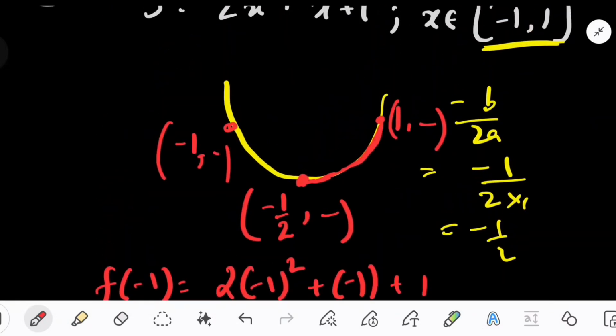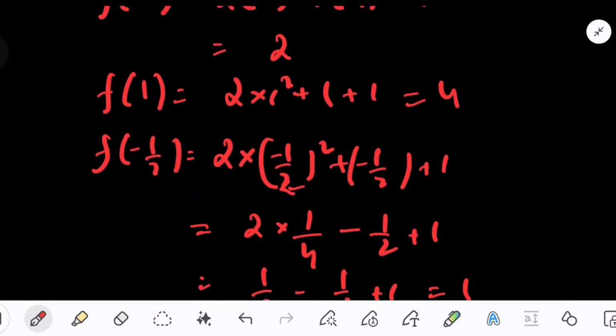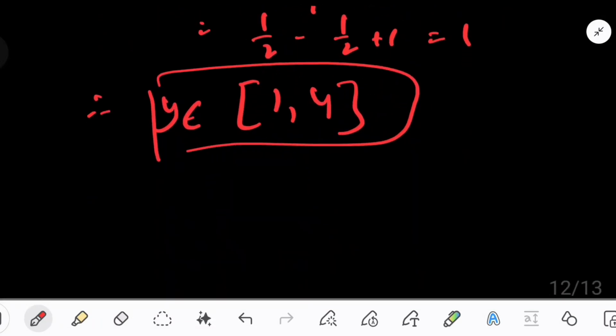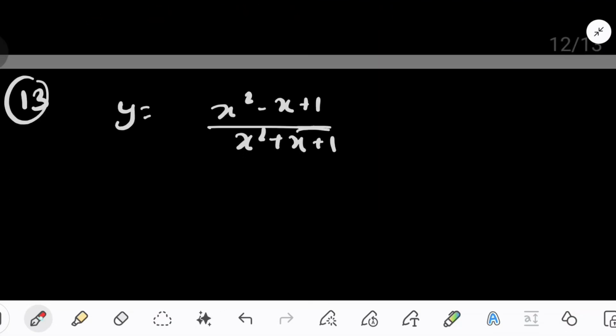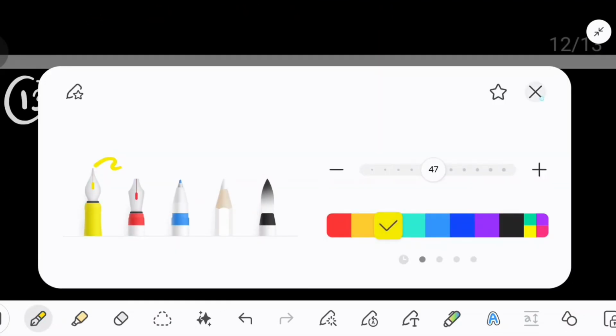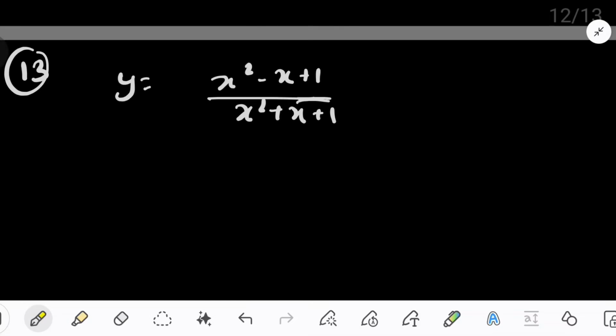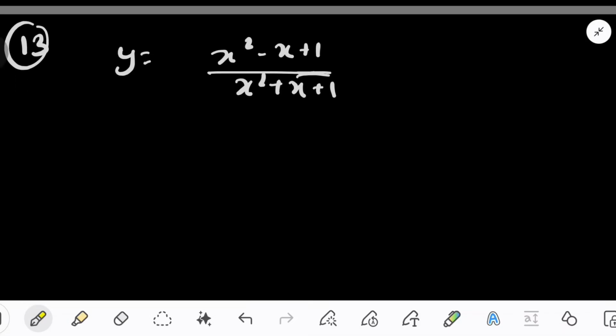So it is going from 1 to 4, correct? This and this, right? Okay, so now let's see this question. This is the last question, and then we will see a summary so that you can understand everything in a better way.